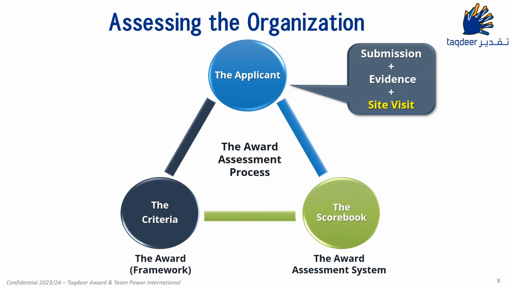Taqdeer Award assessment is carried out by a team of professional assessors based on the following 3 main sources of data: the company submission document, supporting evidence, and site visit interaction with the participating company management and criteria owners. Those data and information will be scored in the awards scorebook designed based on the award framework, criteria, and criteria elements.